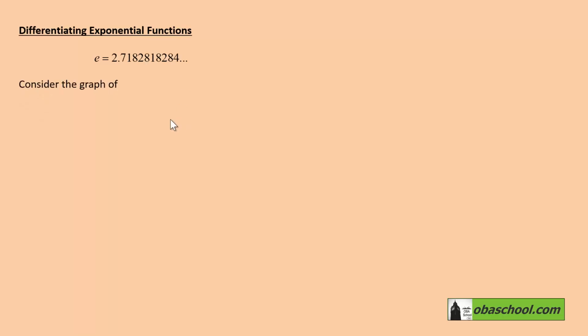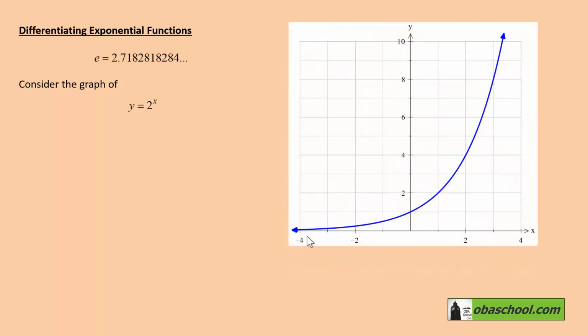Consider the graph of y equals 2 to the x. So 2 to the x looks like this. We can see it crosses the axis here. So the y-intercept is at 1. And that should be clear because, of course, 2 to the 0 is 1. It has an asymptote as the negative x-axis.